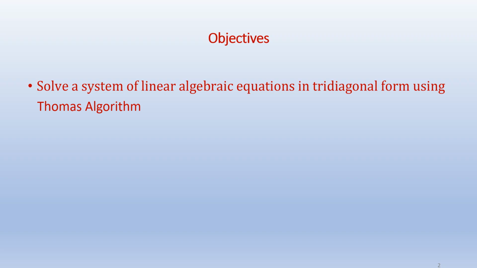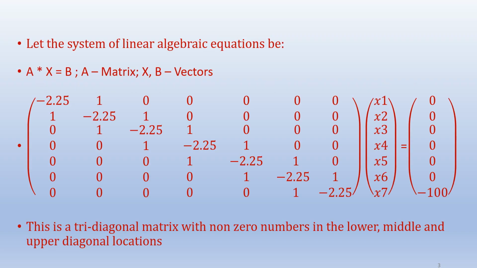That means we have non-zero elements present in the diagonal elements, in the upper diagonal locations, and the lower diagonal locations. The rest of the places we have zeros present in our matrix. This is shown over here.